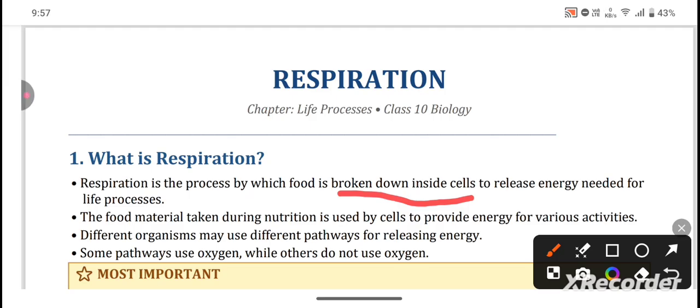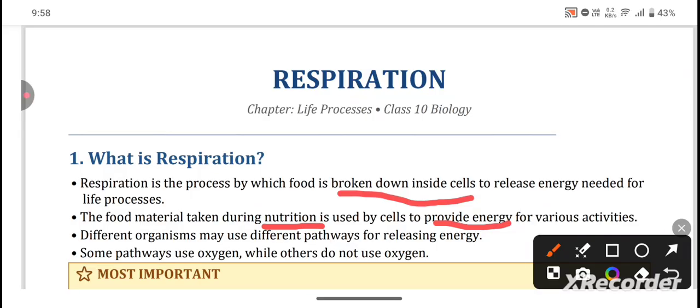So, the food material taken during nutrition is used by cells to provide energy for various activities, and different organisms may use different pathways for releasing energy. Some pathways use oxygen while others do not use oxygen.